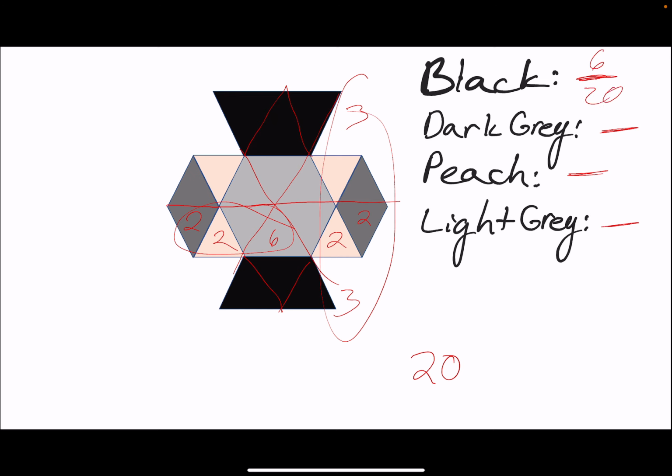Okay, so the black, obviously we have 6 out of 20. The dark gray, I have 4 out of 20. And the light gray, I have 6 out of 20. And then the peach, I have 4 out of 20. Now I know that this is a little bit of review for you, but I do have a section of questions for you.